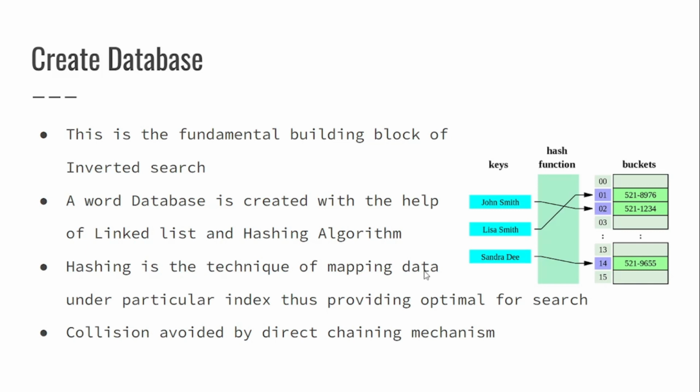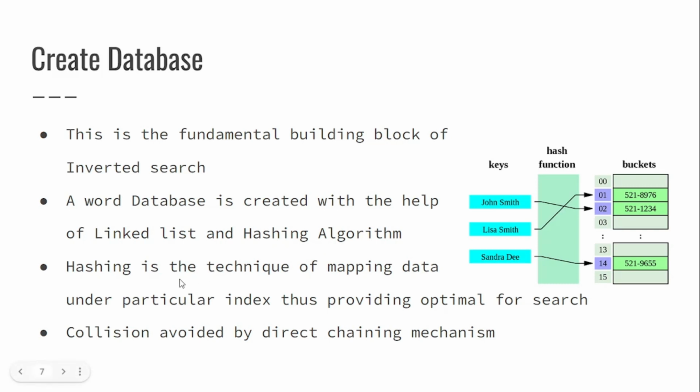So, creating the most basic function, create database. This is a fundamental building block of inverted search. Here, as the image suggests, with the help of linked lists and a hashing algorithm, we are creating the database. The words, with the help of a hashing function, are indexed to a hash table, and within that hash table the words are mapped to the respective documents.